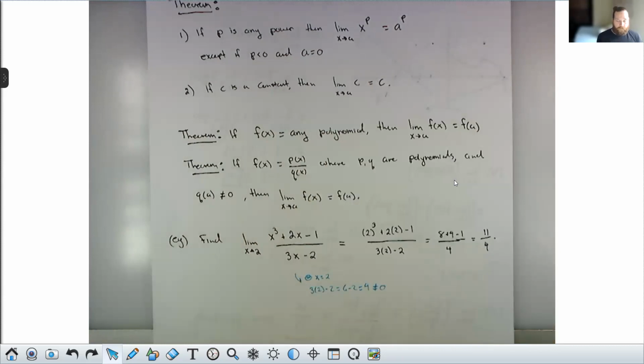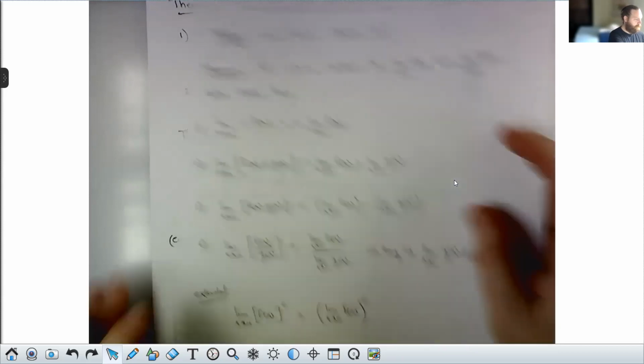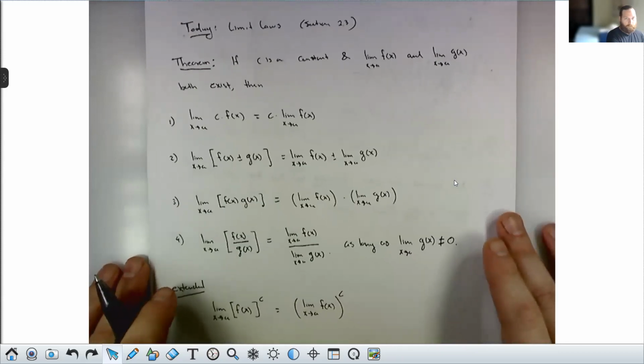Not terribly exciting stuff, I confess. But those limit laws, these statements, are statements with which you should be familiar. These are important.